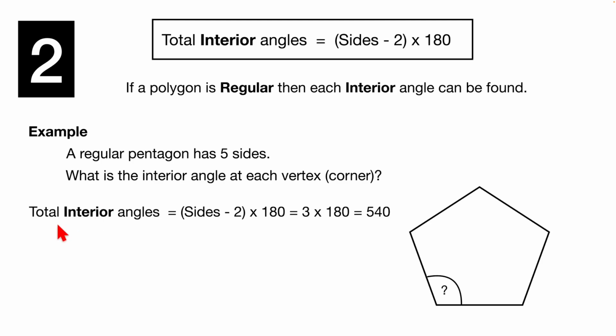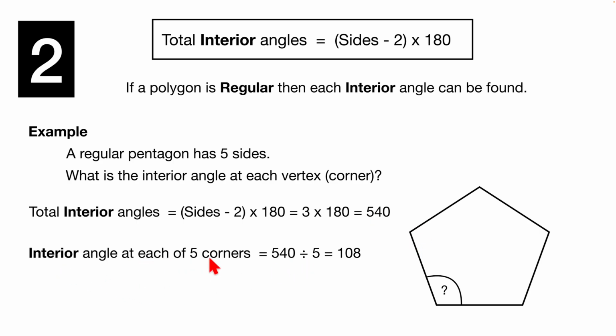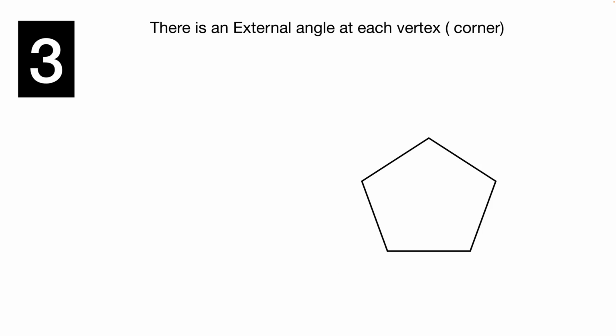What's that angle there? The total interior angles is sides minus 2 times 180. Sides minus 2 is 3. 3 times 180, 540. But this is a regular pentagon, therefore we can divide this by 5 and find out the angle of each internal angle. Internal angle at each of the 5 corners, 540 divided by 5, 108. Brilliant. Incredibly useful formula.